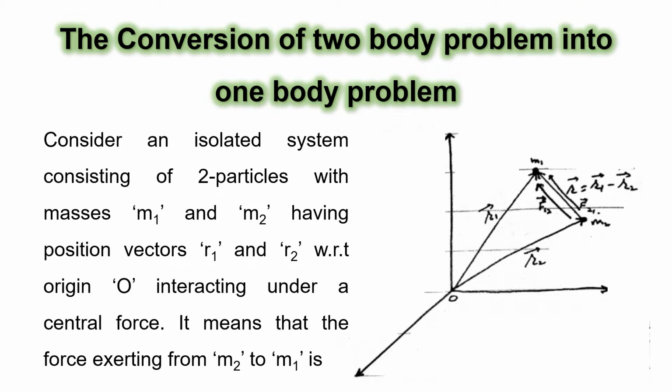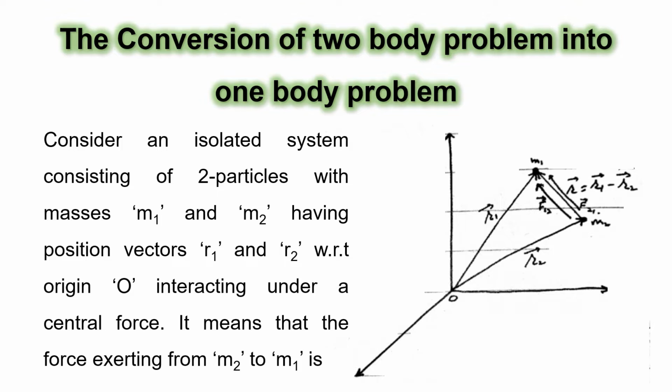You know that if there are two masses in a system, they exert equal and opposite forces on one another. So it means that m2 is exerting a force on mass m1, and that force will be F12, and m1 will provide a force on m2, that will be F21. The distance between the two points m1 and m2 is r equal to r1 minus r2, that is the difference between the two position vectors.